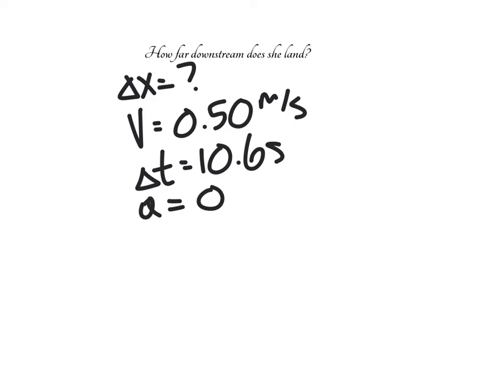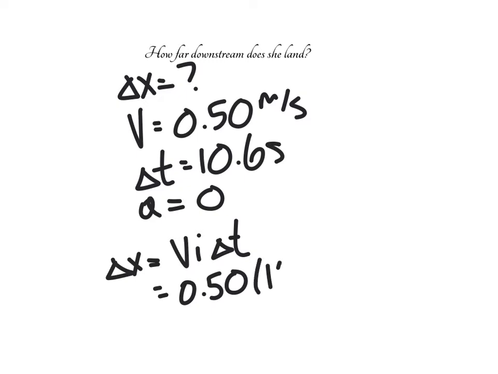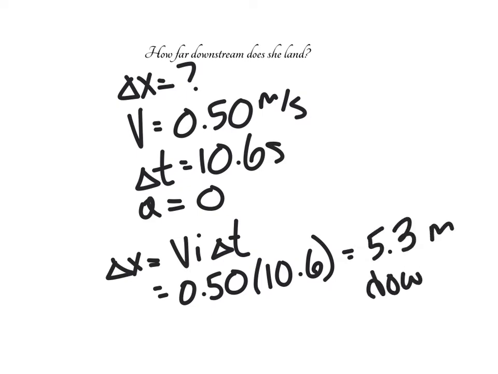We end up using the exact same equation. Our acceleration of 0 means that the last half just disappears, so we end up with the equation looking like this. And if we plug in our numbers, we have 0.5 and then 10.6. If you multiply those out, you should get 5.3 meters, and that's downstream.